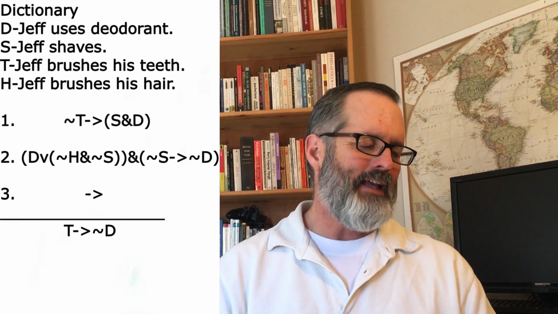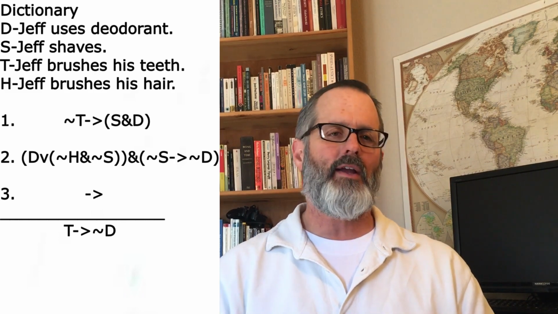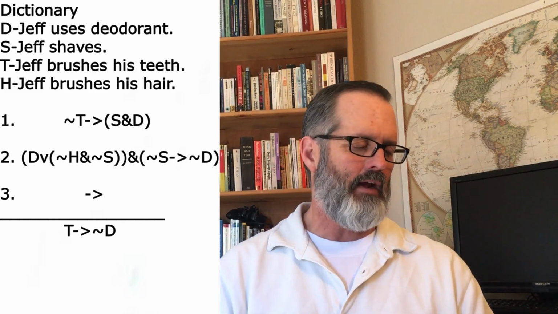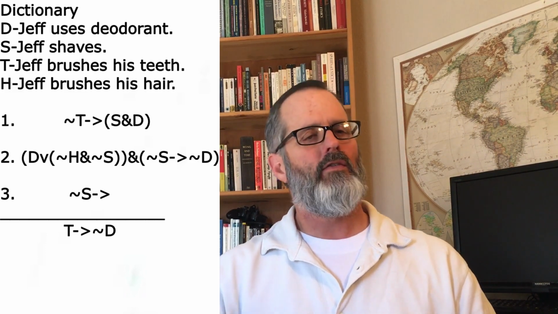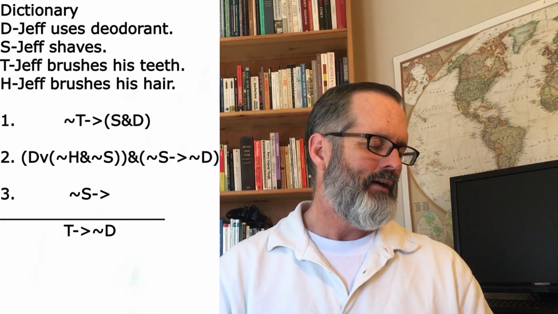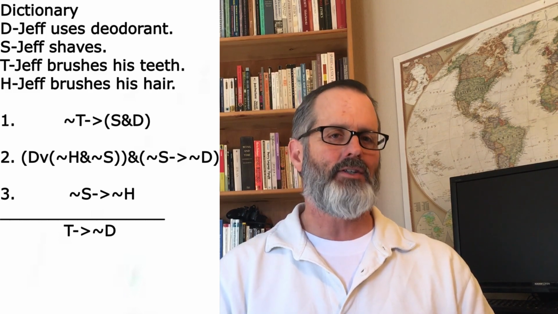Look at it. If he didn't take the time to shave happens first, Jeff's hair must look like a nest is the result. It happens second. Left side: he didn't take the time to shave, didn't shave, not S. Flipping it around, the right side, Jeff's hair must look like a nest. Yep, you've got it. Didn't brush his hair, not H.